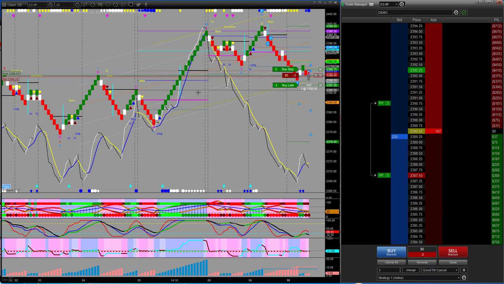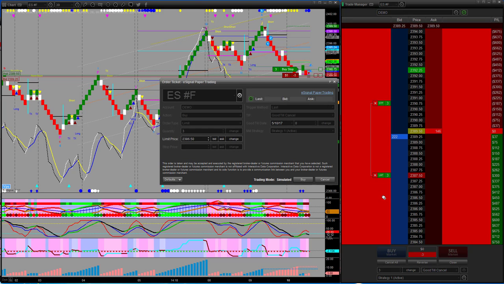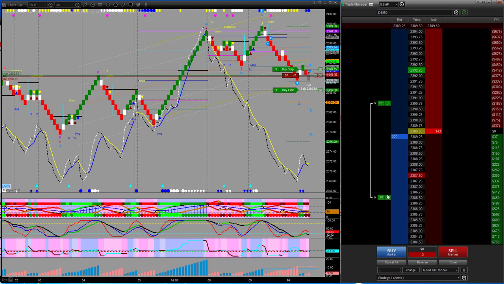I see here is the low volume node for the past 3 days. It's at 2386.50, so I think that is probably a better target for me. So I'm going to just adjust the target to that 2386.50 level. Okay, that is adjusted.